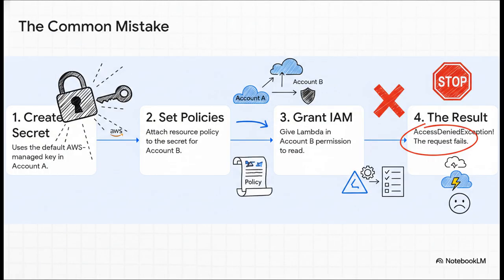And here's exactly how that frustrating failure happens. Step 1. You create the secret in account A. By default, it gets encrypted with a standard AWS managed key. Step 2. You attach a resource policy directly to the secret saying, hey, account B is allowed to read me. Step 3. Over in account B, you give your Lambda the IAM permission to make that GetSecretValue call. It seems like you've checked all the boxes, right? But that access denied exception tells you there's a critical piece missing from the puzzle.